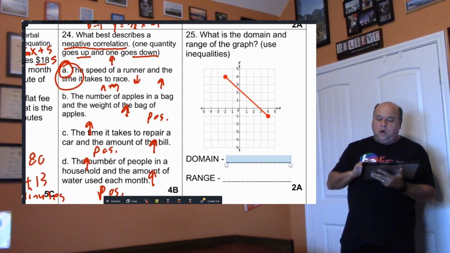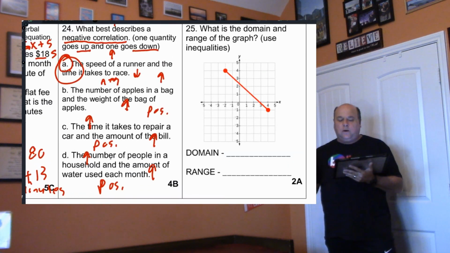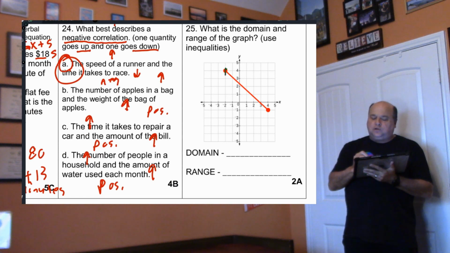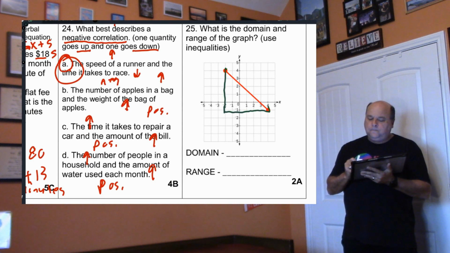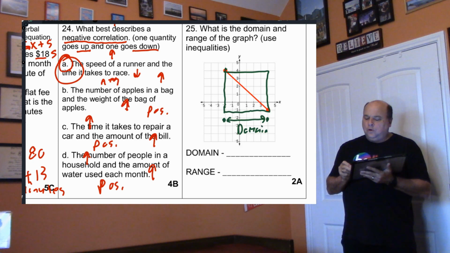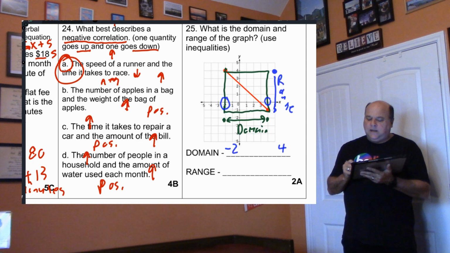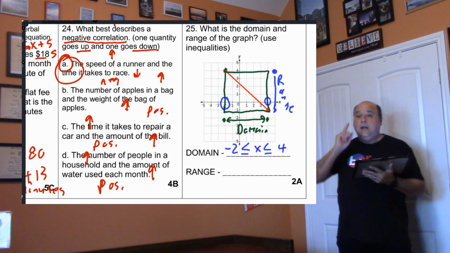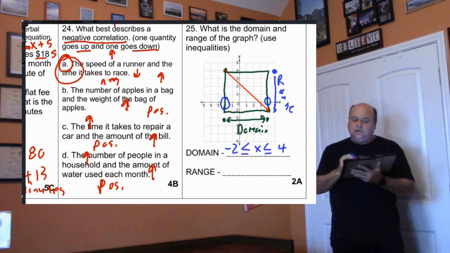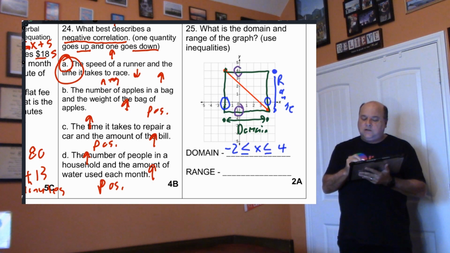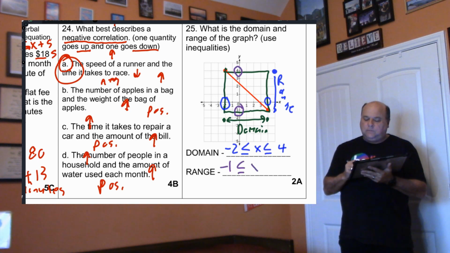And the last problem. What is the domain and range of the graph? Okay, on this problem here, draw a box. Your domain is going to go from here to here. Your range is going to go from here to here. Got it? So your domain goes from -2 to 4, doesn't it? The domain goes from -2 to 4, and we're going to use inequalities, right? And you put the x. The range goes from what? -1 to 4, doesn't it? So the range goes from -1 to 4.